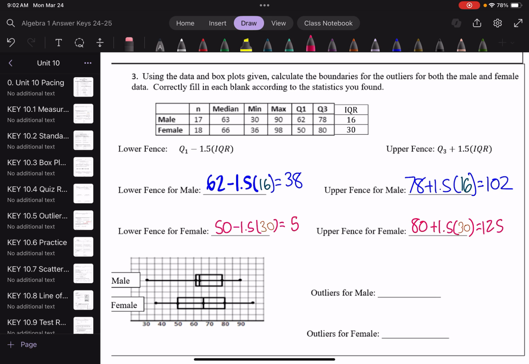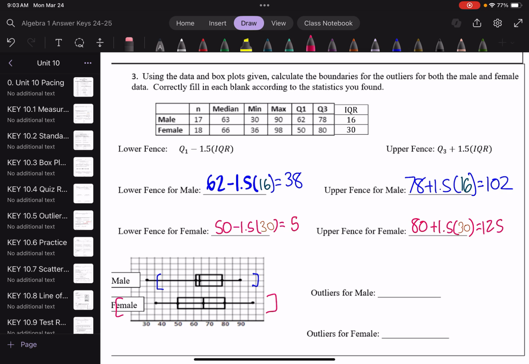Now, I need to look at my minimums and maximums. The minimum for the males was 30, and I've got a lower fence at 38. So this might cause me some issues because I've got a minimum at 30, but I've got a lower fence at 38. Maximum is 90, and I've got an upper fence at 102. And then for my females, my minimum was 36. I've got a lower fence back here at 5. And the maximum for the females was 98 with an upper fence at 125.